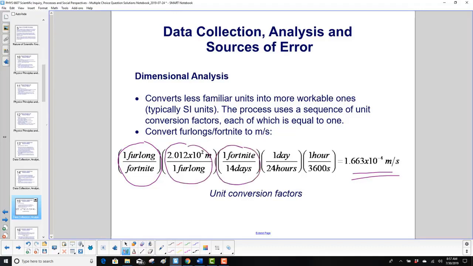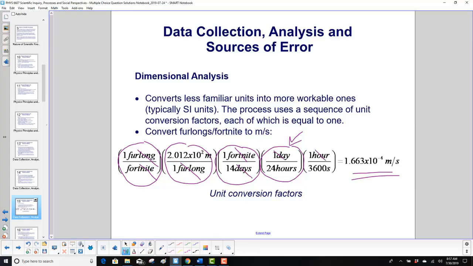Each one of them is equal to the number 1. So you can multiply whatever you want by 1 and you still get the same thing. For example, 1 day is always going to be 24 hours. So you divide those, you get 1. You then line it up so you start canceling off the terms you don't want. So there goes furlong. Here goes fortnight. What's next here? I have days here. There go days.